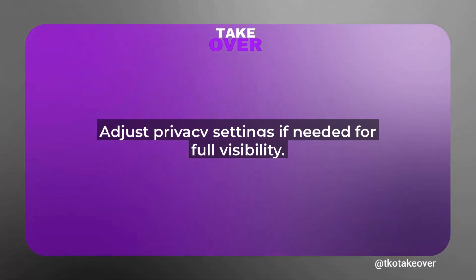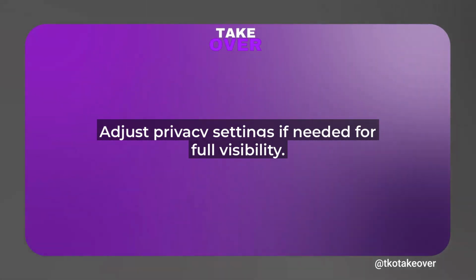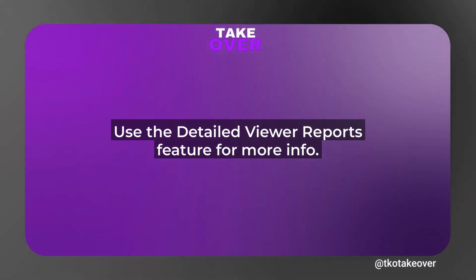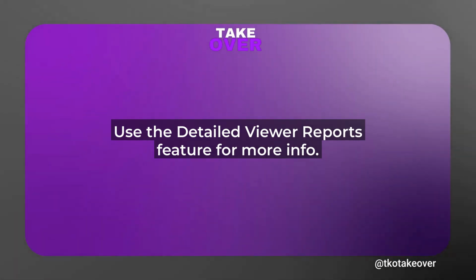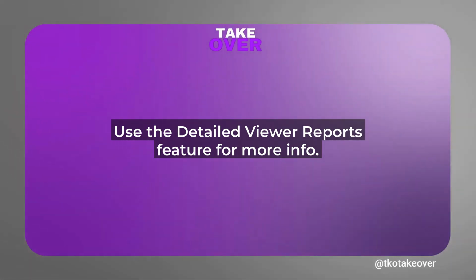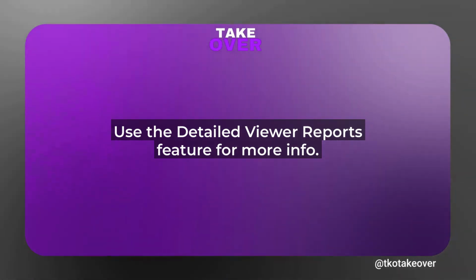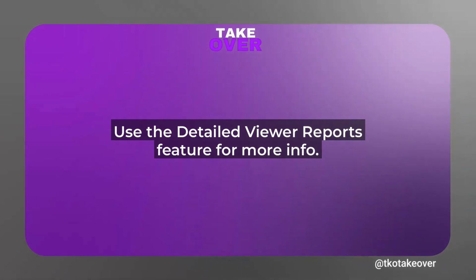Snapchat now offers anonymous viewing stats, so you can see approximate numbers without names. But if you need more details, enable the Detailed Viewer Reports option in your account settings. It's a game changer for tracking engagement. Remember, always prioritize your privacy. If you're concerned about who sees your content, stick to Friends Only mode.